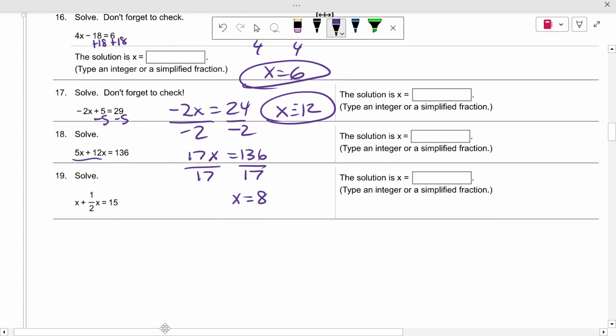Okay. Here you add the like terms. 1 plus 1/2 is 1.5, or 3/2 x equals 15. And you could divide by 3/2. Take 15 divided by the fraction 3/2, or you multiply by 2/3. You should get 10 in the end.